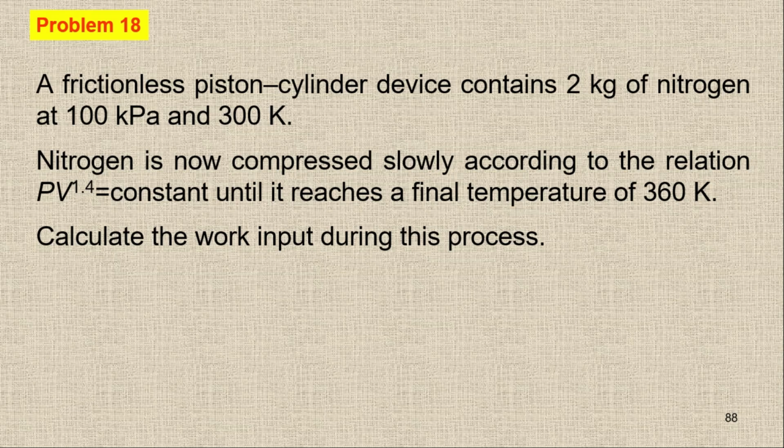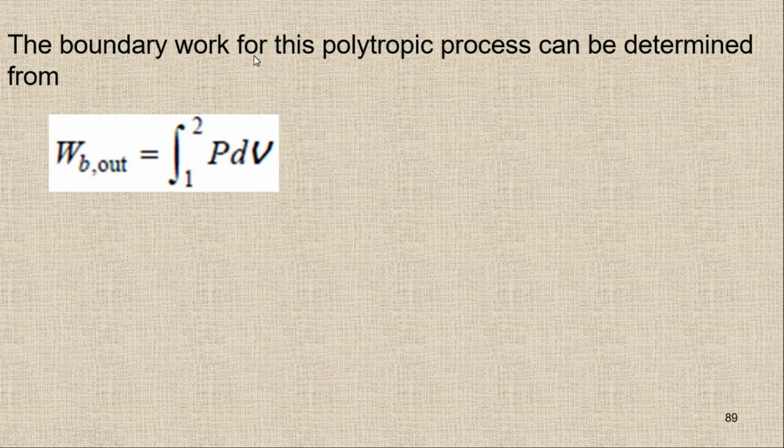We know the initial temperature, we know the final temperature, and you have to find the work input, because we are going to compress it. So we are going to input some work, because a compression process is input work. Now here, how can we proceed? First of all, we know this is a polytropic process, because we have PV^n equal to a constant value. So normally the boundary work for a polytropic process can be determined from this integral form.